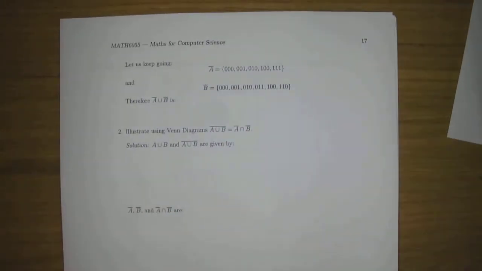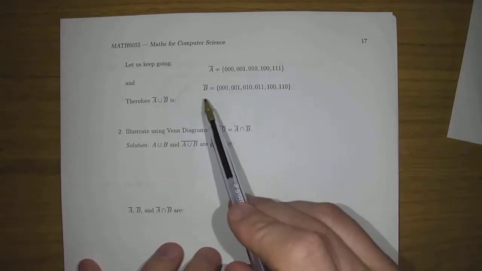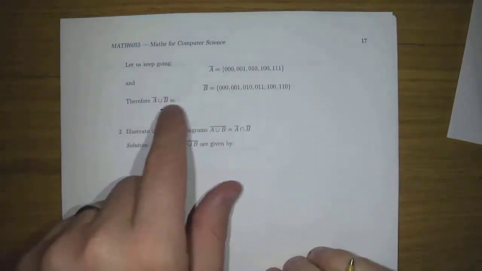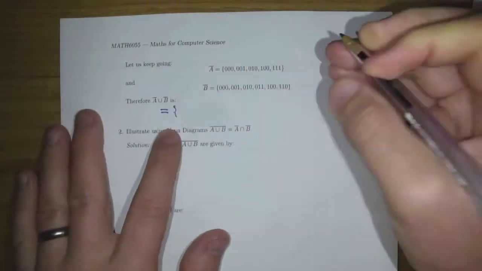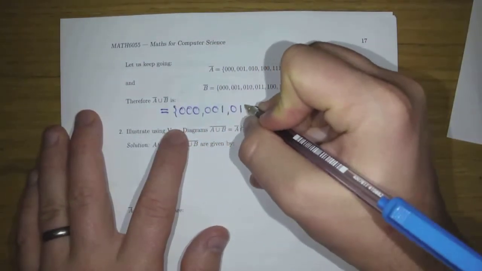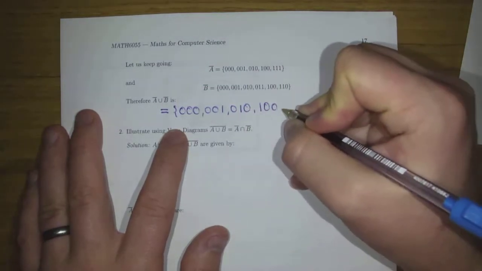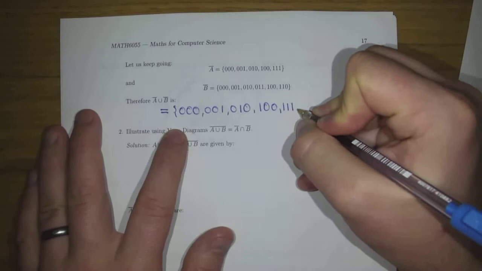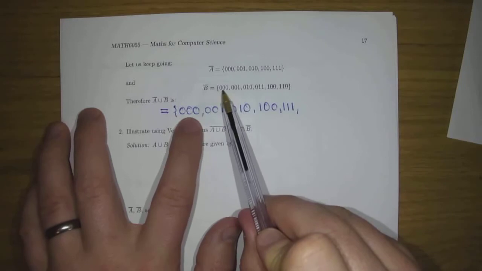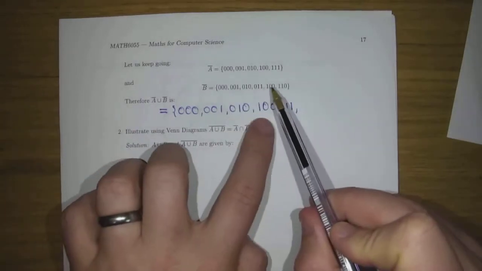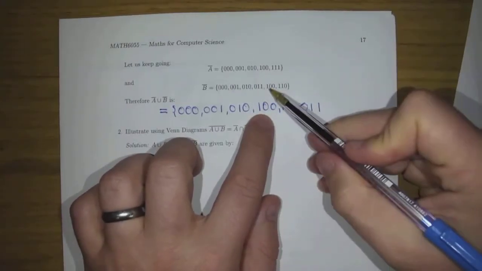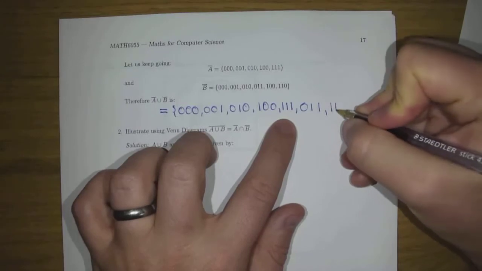The union is all the elements that are in not A or in not B. I recommend you write down everything that's in the first set, not A: 0, 0, 0, 0, 0, 1, 0, 1, 0, 1, 0, 0, and 1, 1, 1. Then also include everything you haven't listed yet. That's already been listed, and that, and that. 0, 1, 1 has not been listed. 1, 0, 0 has already been listed, and 1, 1, 0.